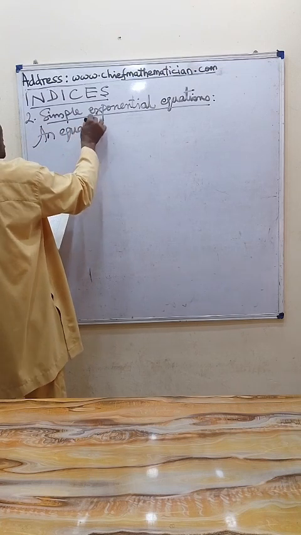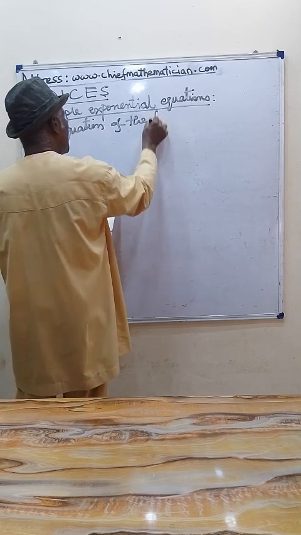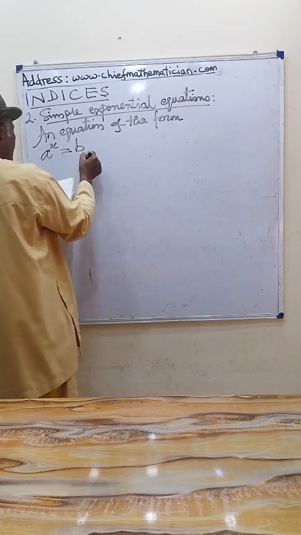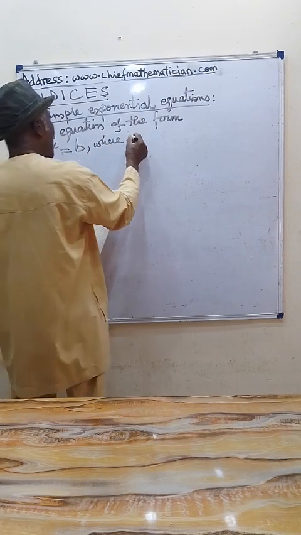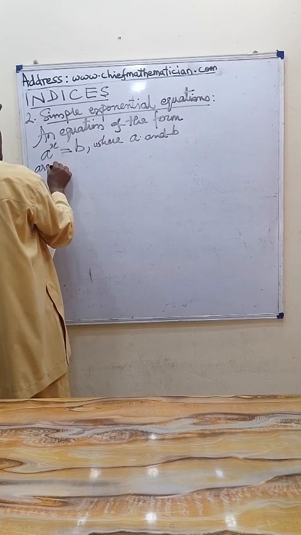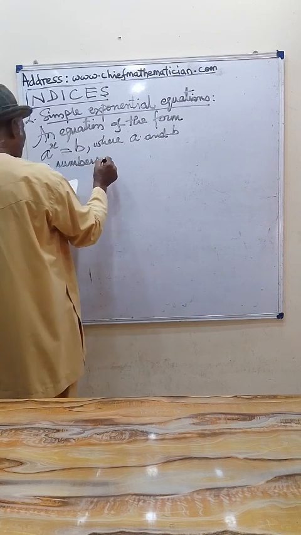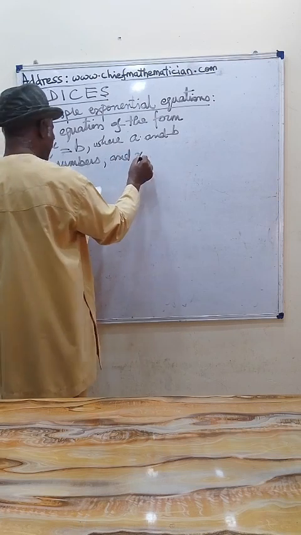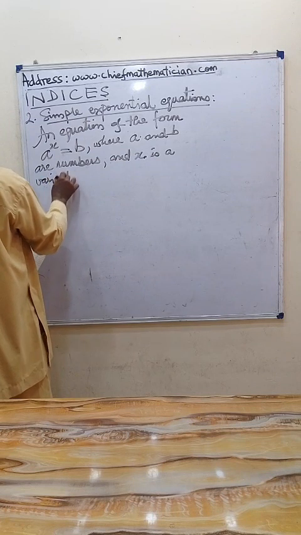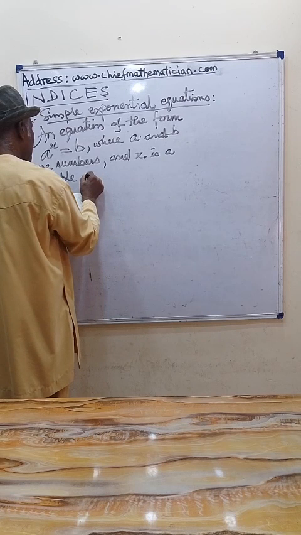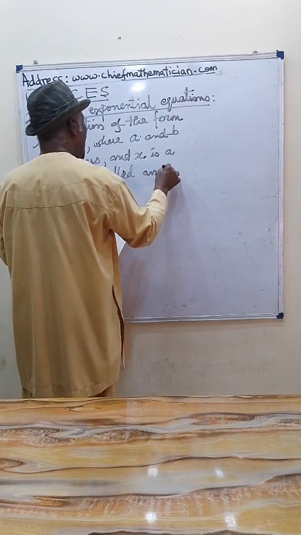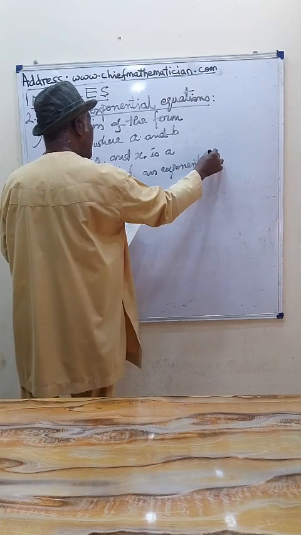An equation of the form a^x = b, where a and b are numbers and x is a variable, is called an exponential equation.